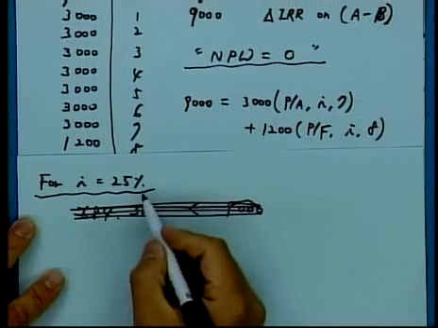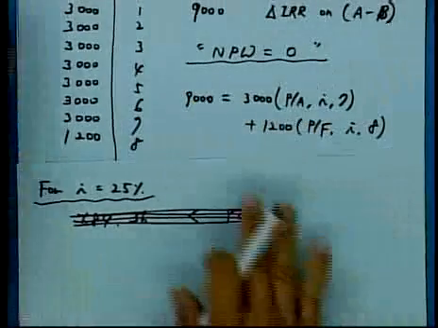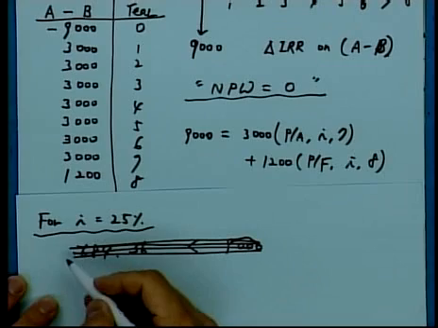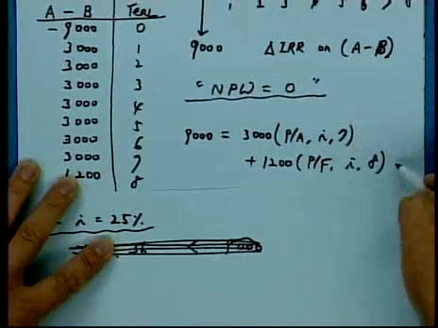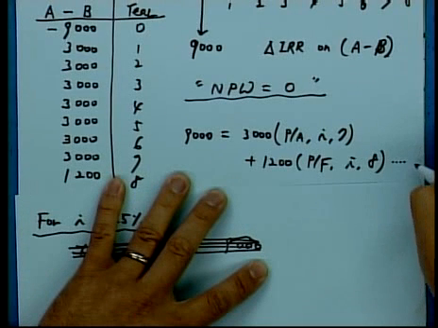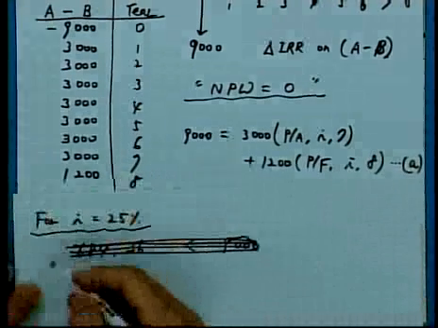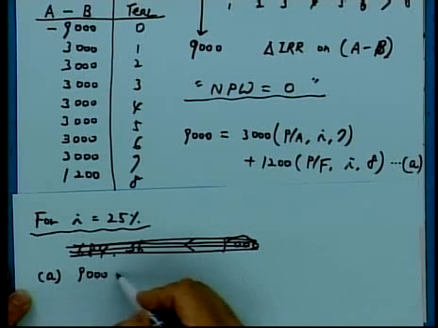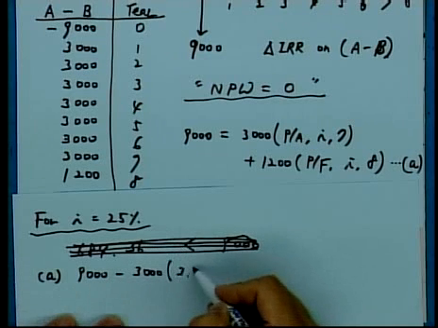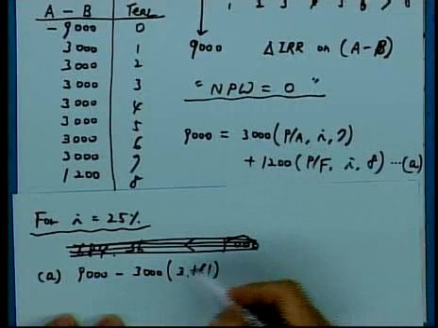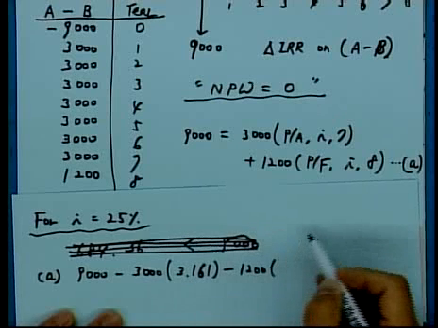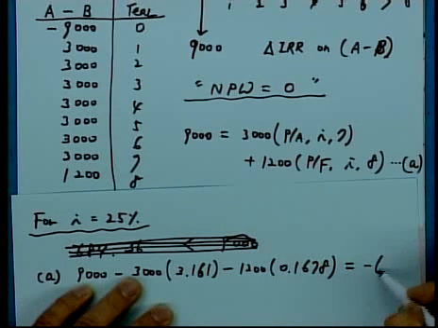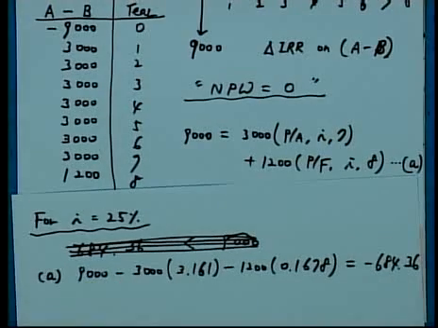If I use 25% of interest rate, then this equation, let's say A, okay? The equation A becomes 9,000 minus 3,000 times 3.161, because this table value is 3.161, minus 1,200 times 0.1678. So this value becomes negative $684.36. Okay.